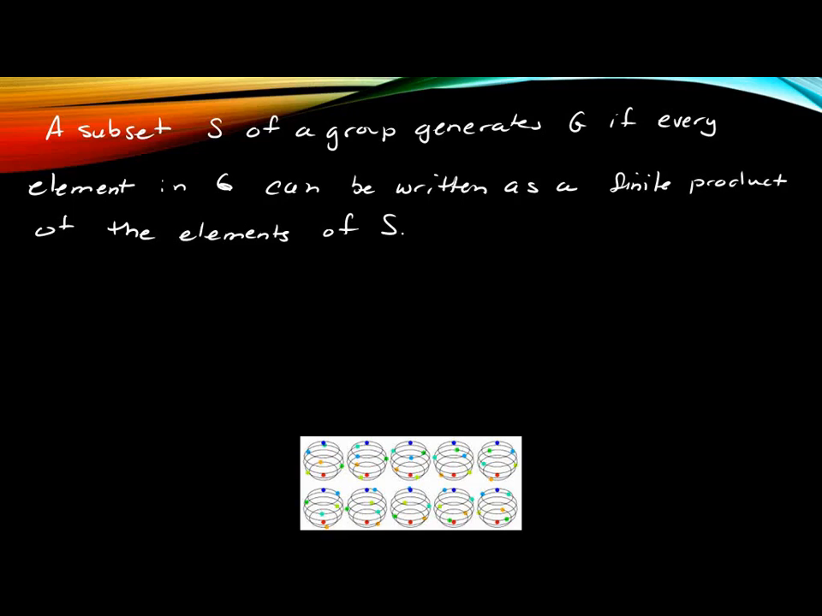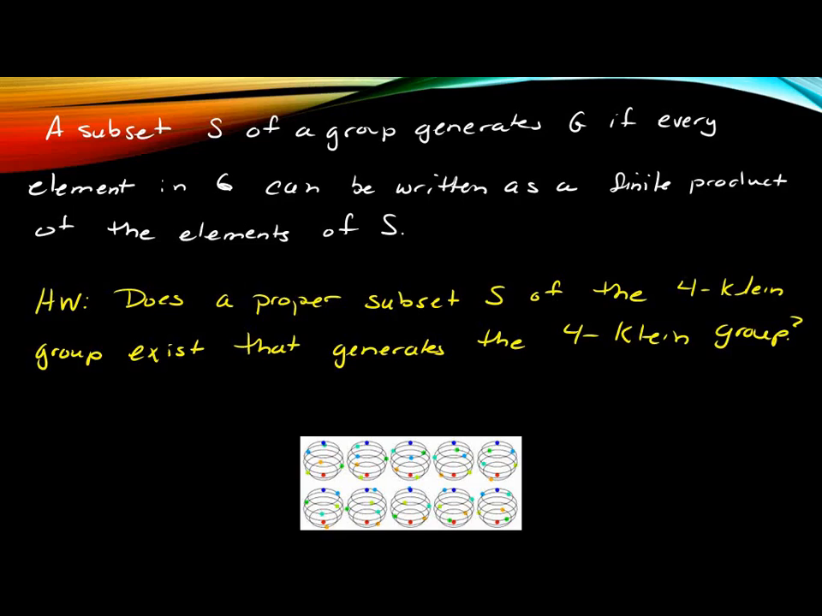Cyclic group is only one, right? So the little a, it's only one thing. Here I have a whole set, and if I know those elements in the set, they can generate that whole group. Play around with the 4-Klein group. So the 4-Klein group is not cyclic. Do you agree? Why is it not cyclic?